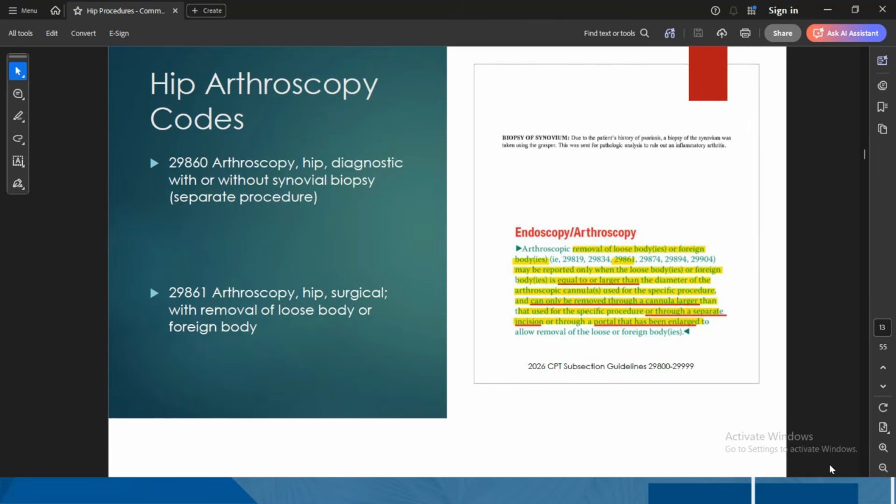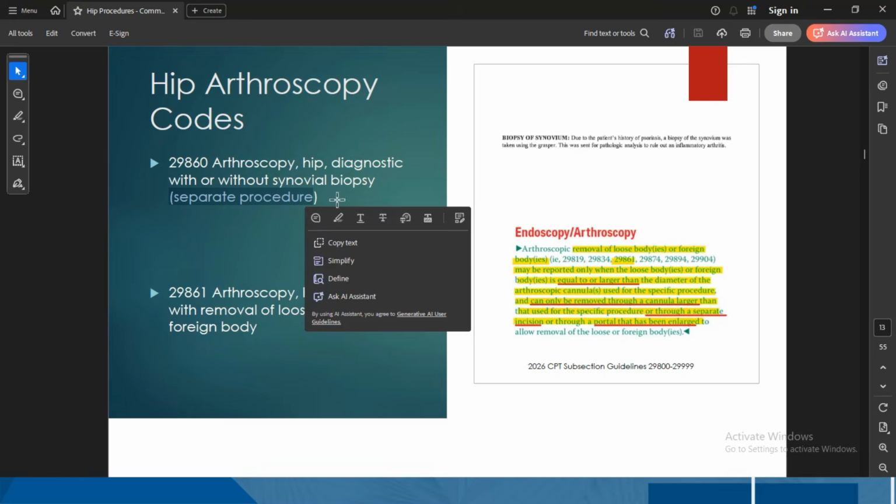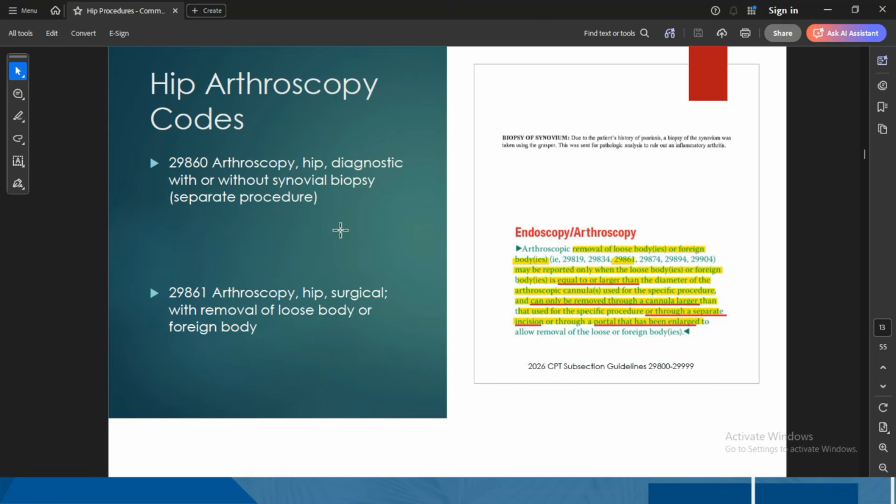Next we will see hip arthroscopy codes. So far we have learned all open procedures related to the hip joint. Now we will see a few hip arthroscopy codes. 29860, arthroscopy hip diagnostic with or without synovial biopsy. It is a separate procedure, meaning you can't use this code along with any other major arthroscopic procedure on the hip area. So what is synovial biopsy here?